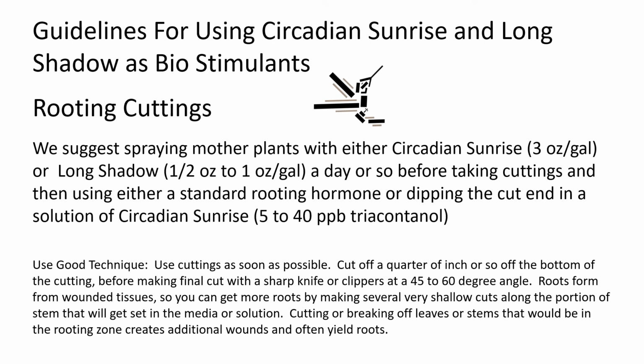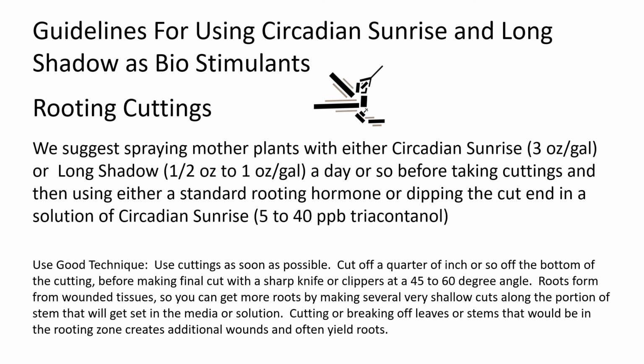As for rooting cuttings, I think you're going to need to be below 40 parts per billion, 40 or less. But I think there's a good chance you're going to see some benefits from the tricontanol there. Also, technique in taking your cuttings means a lot. Make sure you cut at a 45 to 60 degree angle. You're going to get a bigger surface area that way, a bigger wound, bigger area to take up water.